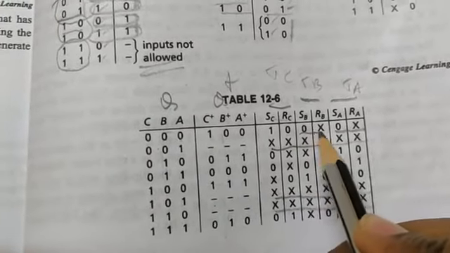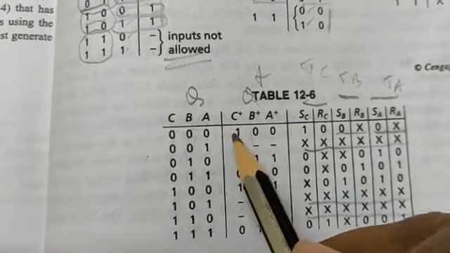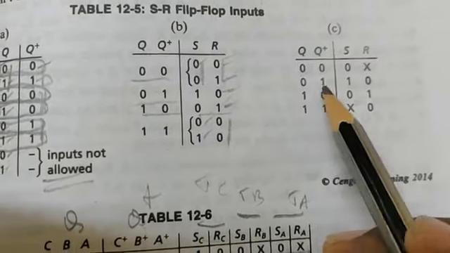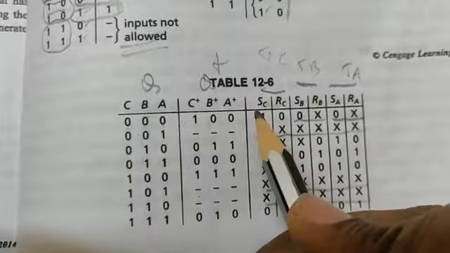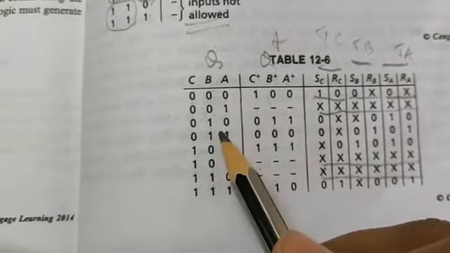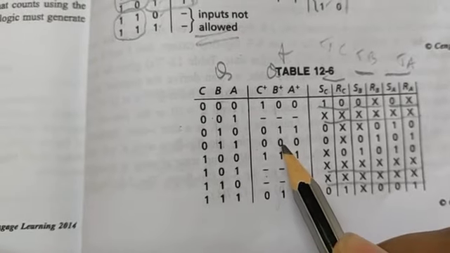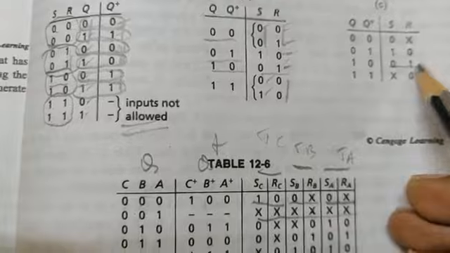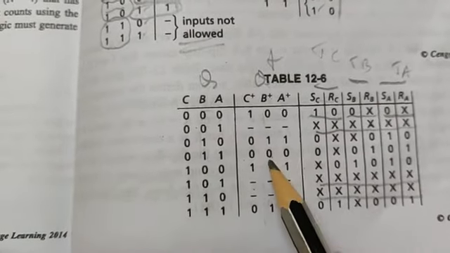Again write 0x. Present state is 0, next state is 1. Write 1 0. Right? 1 0. Present state is 1, next state is 0. Write 0 1.